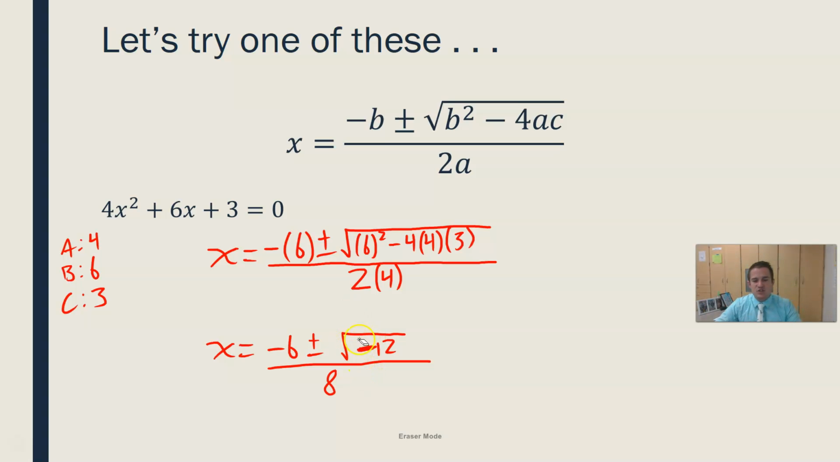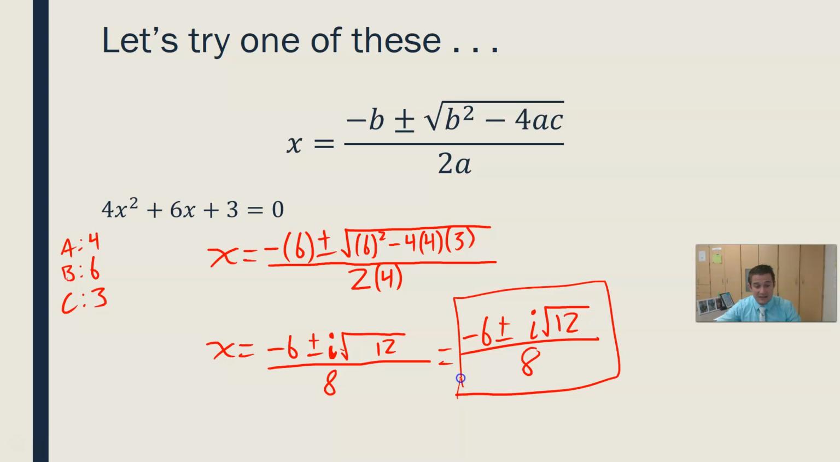So what I'm going to have us do, this negative underneath the square root just means that I'm going to have an imaginary number. So instead of writing this negative underneath the square root, I'm going to take that negative out as an imaginary number, as an i, and write it out in front of the square root. So my answer would be negative 6 plus or minus i times the square root of 12 over 8. And that is as far as I need you to simplify this, with the imaginary number.